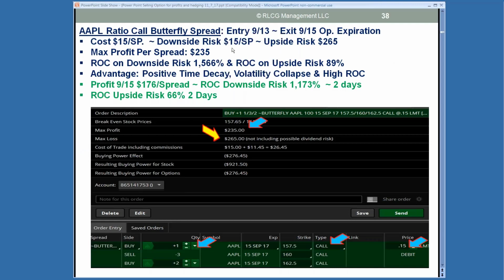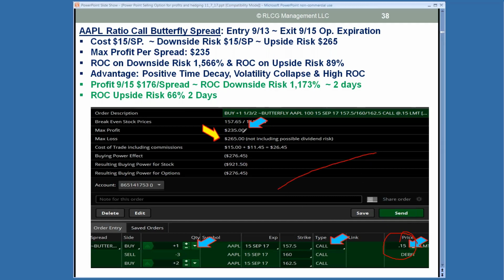So here's what that looked like. So the entry was set up on the 13th, and this was just going to the 15th, 2 days later into option expiration. So you don't have to have much price movement, and you don't have to have hardly any time. So this was set up with a $15 cost, okay? So the cost on this setup was 15 cents or $15. So that's the maximum at risk if the market goes down.